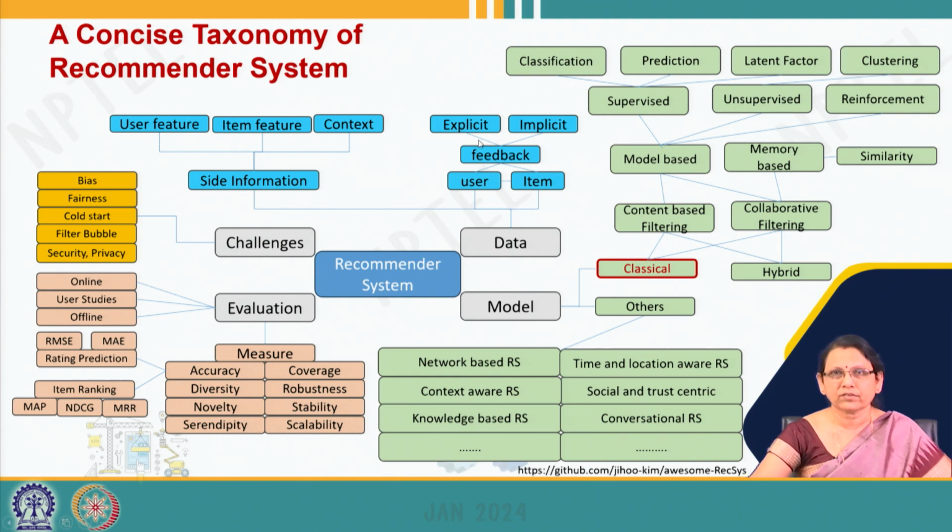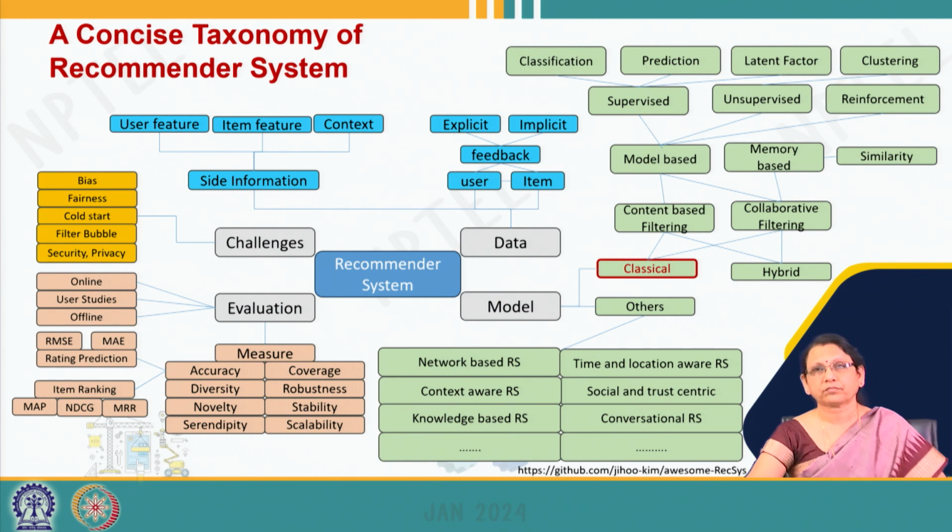If we look at this, a recommender system can be viewed from 4 different aspects. Of course, the primary of these is the model. Then comes the data. Then there are various challenges which have to be handled through different algorithms. Then the evaluation strategy, the performance evaluation strategy of the recommender system.